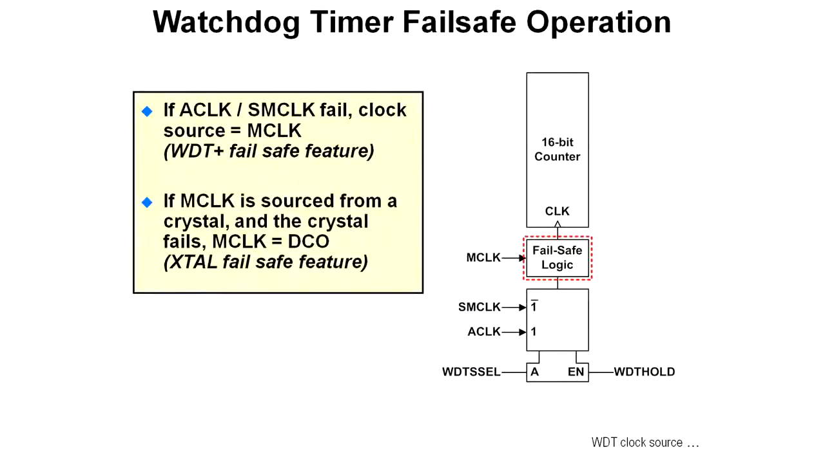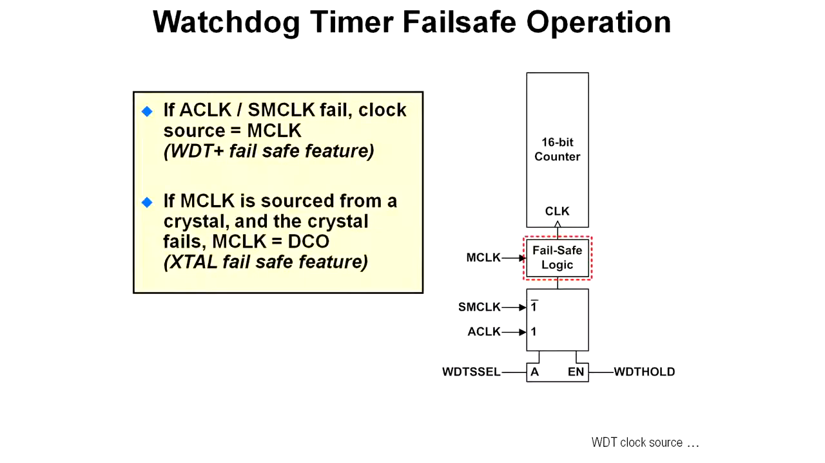The watchdog timer on the value line parts has fail-safe operation. If the A clock or SM clock fail, the clock source will jump over to the M clock. If the M clock fails, the M clock will drop over to the DCO to guarantee that the part will go back into reset regardless of the failure mechanism that occurs on the clocks, so that you'll be able to guarantee the part or your design is not doing something that you don't want it to do.